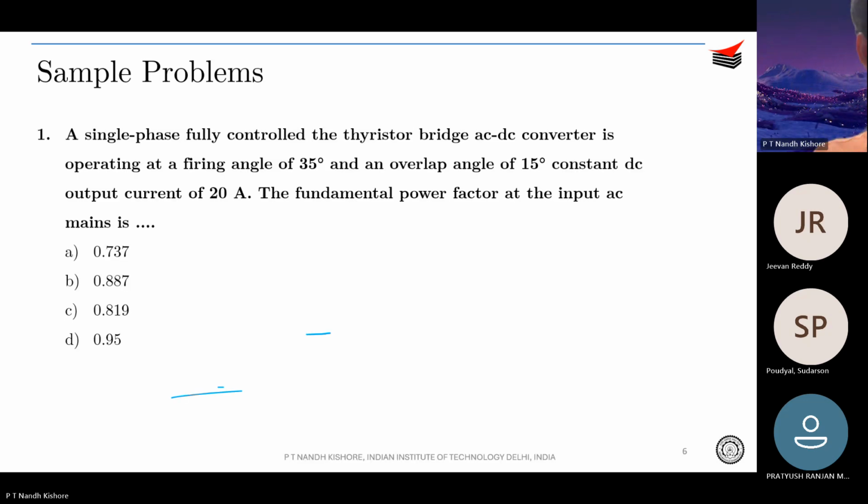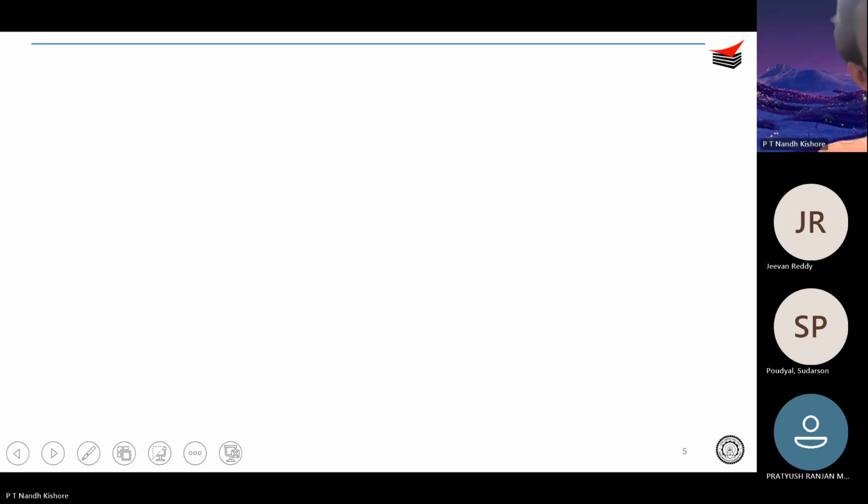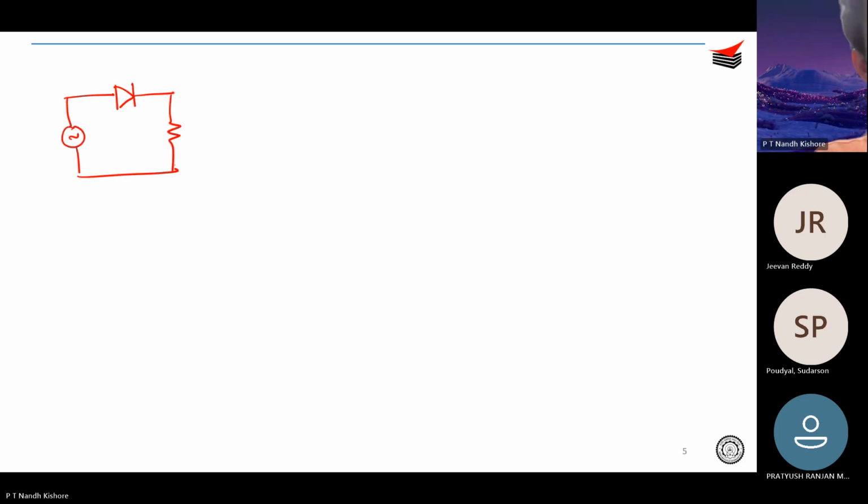So you had a diode, a resistor, and Vs. Let's take the generic case of this being an SCR. Diode is of course with alpha equal to 0, right? So let's take an SCR. Now, if you take an SCR, what happens?